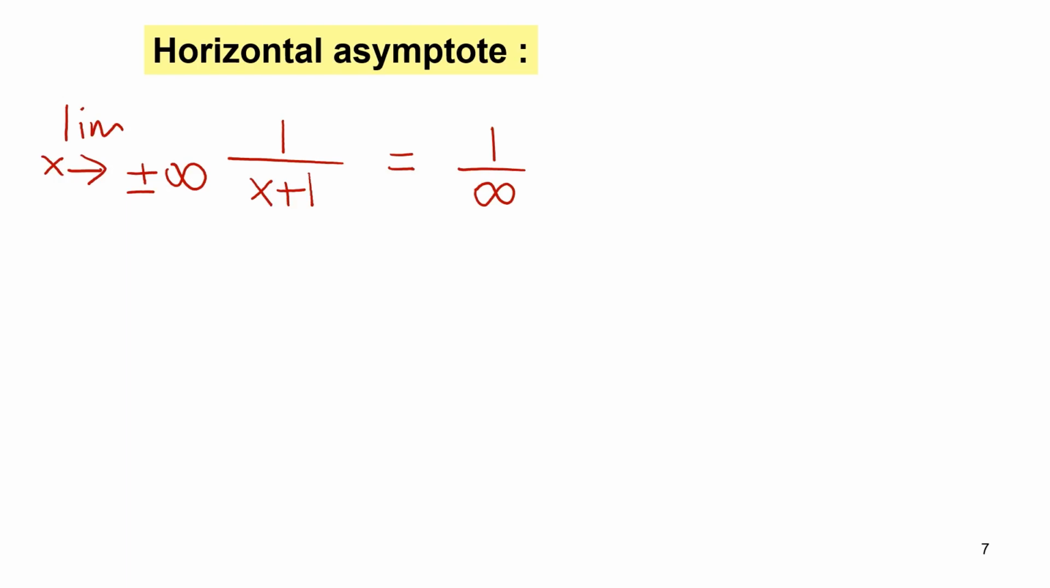Next, the horizontal asymptote. For the horizontal asymptote, we always test the limit as x tends to positive or negative infinity for the function of 1 over x plus 1. For this function, we get 1 over infinity, and 1 over infinity is equal to 0. Therefore, we might conclude that y equals 0 is the horizontal asymptote.